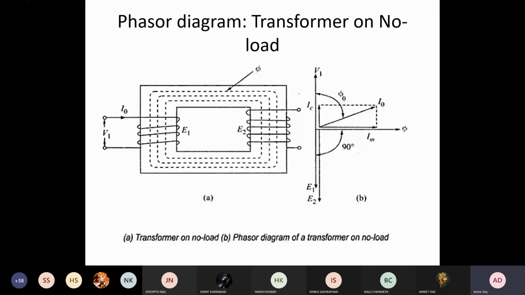It's a practical scenario, like a transformer on no load, and the phasor diagram is given here in part B. And here we have assumed that there is hysteresis and eddy current loss. So how can you have this angle, as shown here, this phi 0? This is actually called the hysteresis angle, and that we get from this plot.